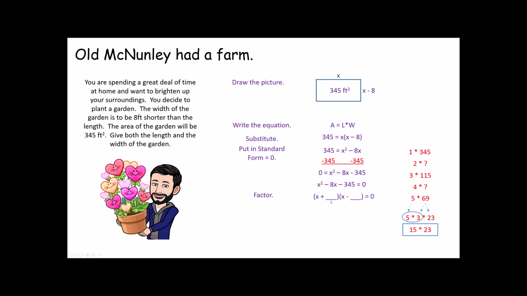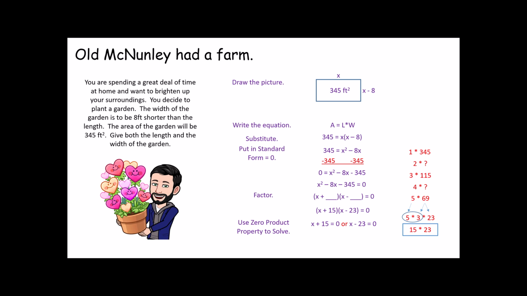Now, I do have one of these as a plus, the other's a minus. I want to end up with a negative 8. That means the 23 is going to need to be the one with a negative sign. So I have x plus 15 and x minus 23. From there, I'm going to use the zero product property to solve.